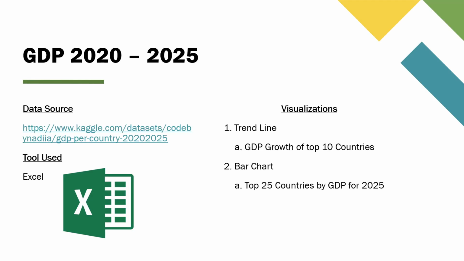Returning to Kaggle.com, we find another dataset. This one is the GDP per country from the years 2020 to 2025. This dataset has been loaded into Excel. And here we have produced a couple more visuals to look at.